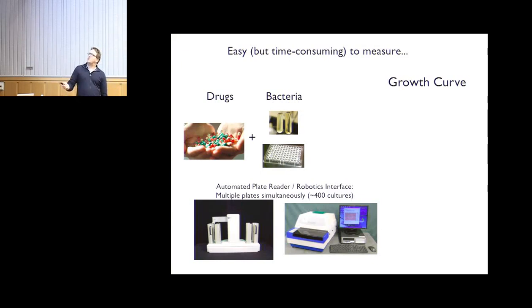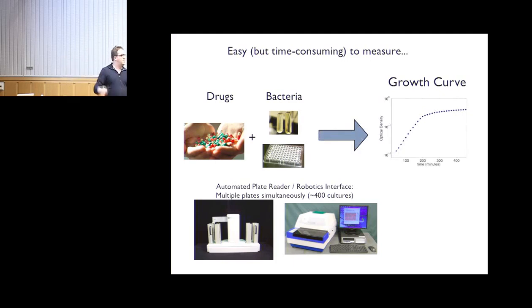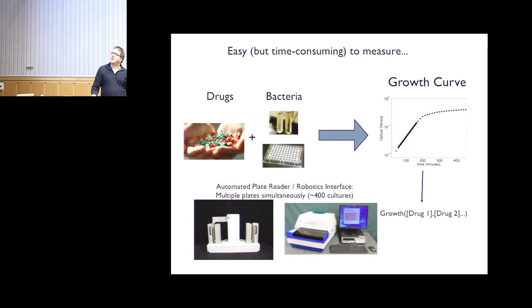And for each of these cultures, you get a growth curve that looks something like this. So everybody that's worked in a microbiology lab has probably done a growth curve by hand. So this is optical density as a function of time. Optical density is proportional to the number of cells in an experiment. So this is on a semi-log plot. So essentially, the slope of this line right here gives you the growth as a function of whatever drugs are in your experiment. So it's very, very easy to do, and you can do it in high throughput, and the data is relatively easy to analyze. So it's not a hard experiment.